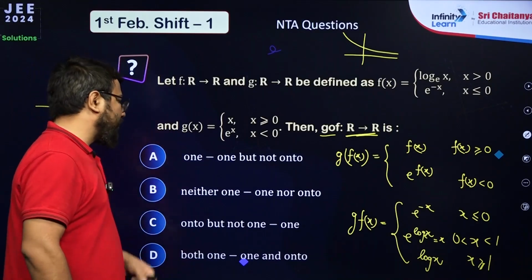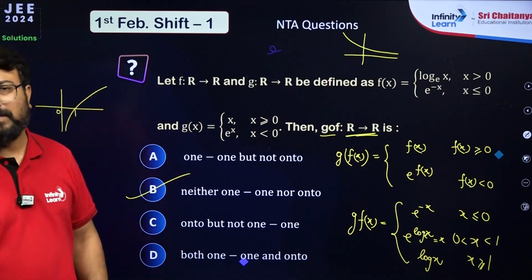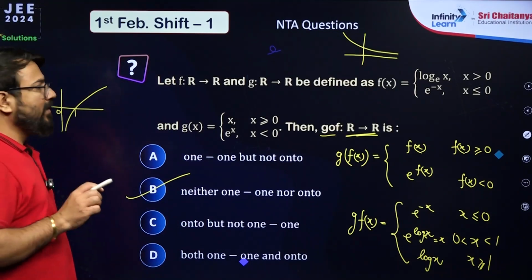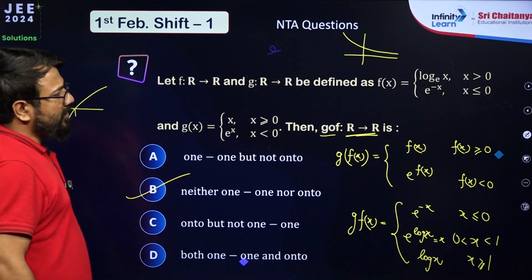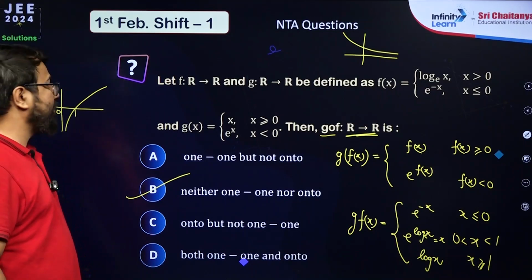So that is why this function is into. So option B, neither one-one nor onto, is the answer to this problem. Are you able to understand this condition? If this has been clear to you, then we'll be talking about the next question. Are you able to understand this? Can we go ahead, my dear students?